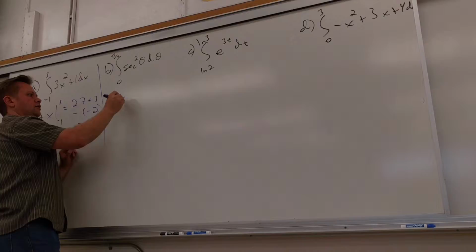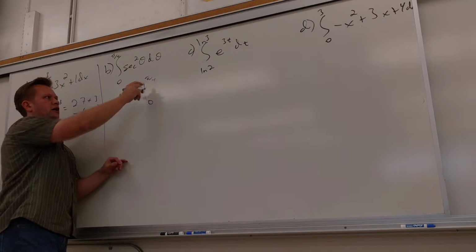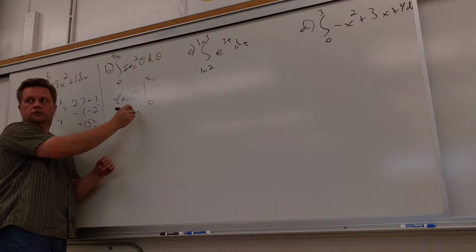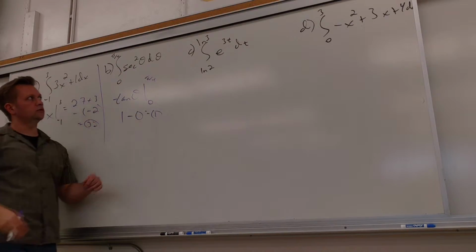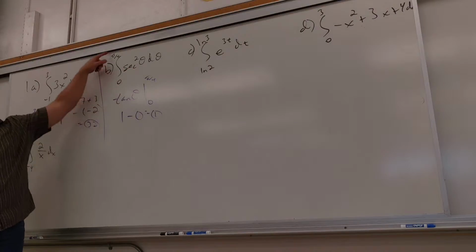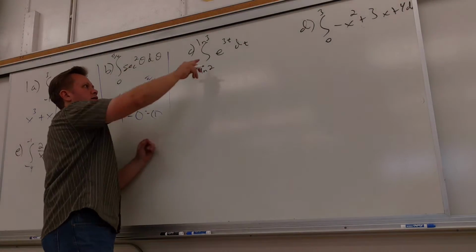This guy is definitely nice. Tan theta. Tan theta, from 0 to pi over 4. Tangent of pi over 4 is 1. Tangent of 0 is 0. So the answer is 1. It's kind of neat. The area under secant squared from 0 to pi over 4 is exactly 1. It's kind of neat.